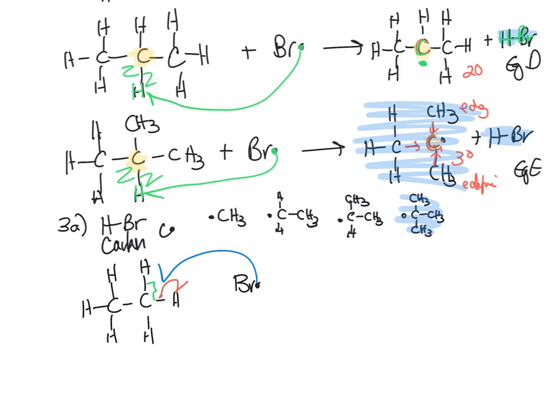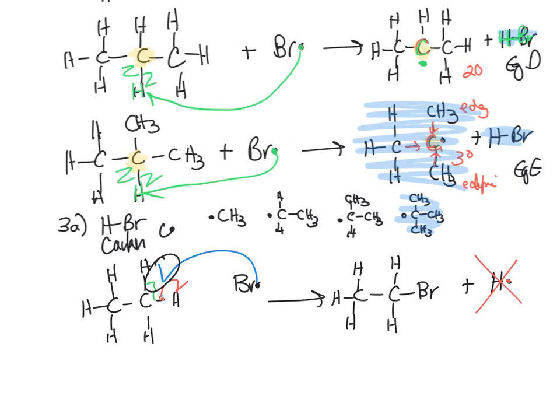Because this is telling a story, this is saying that you're getting this product. So the way this is drawn, they want you to draw this product plus H radical. You're not going to get that, H will never form. It's not stable.